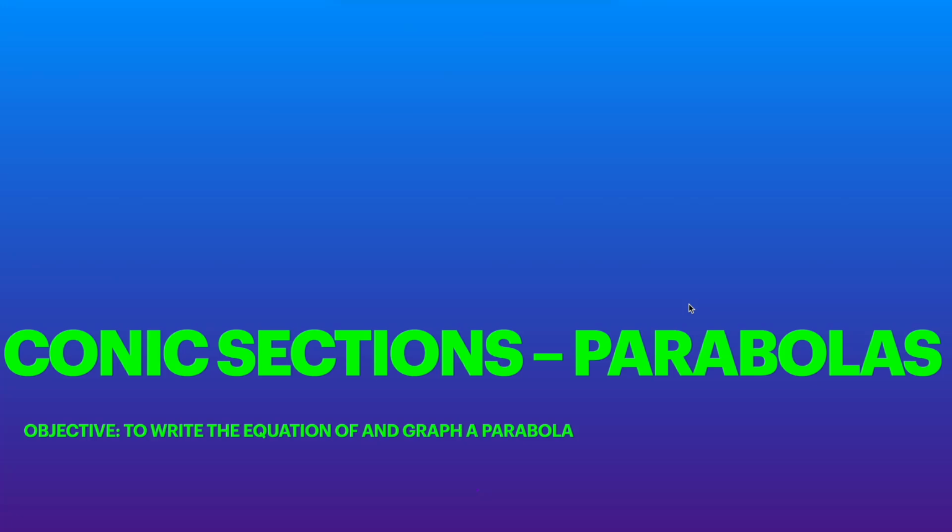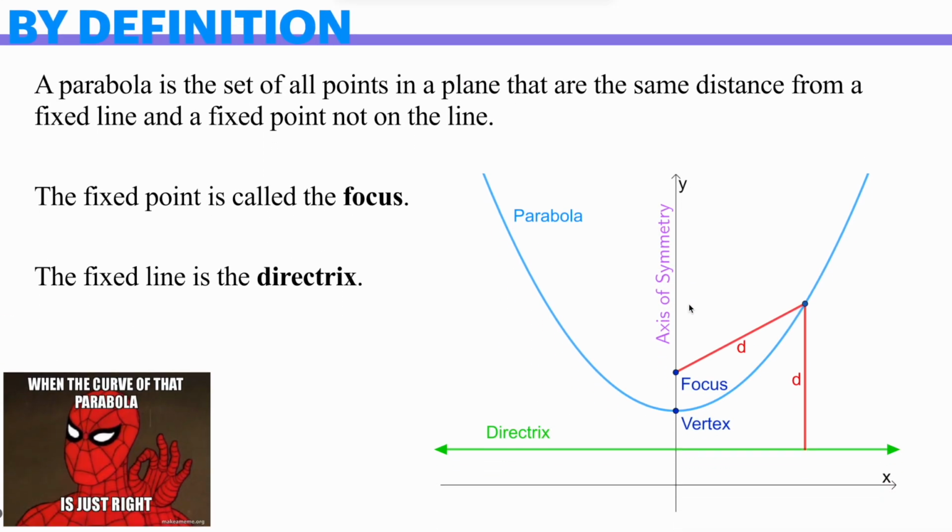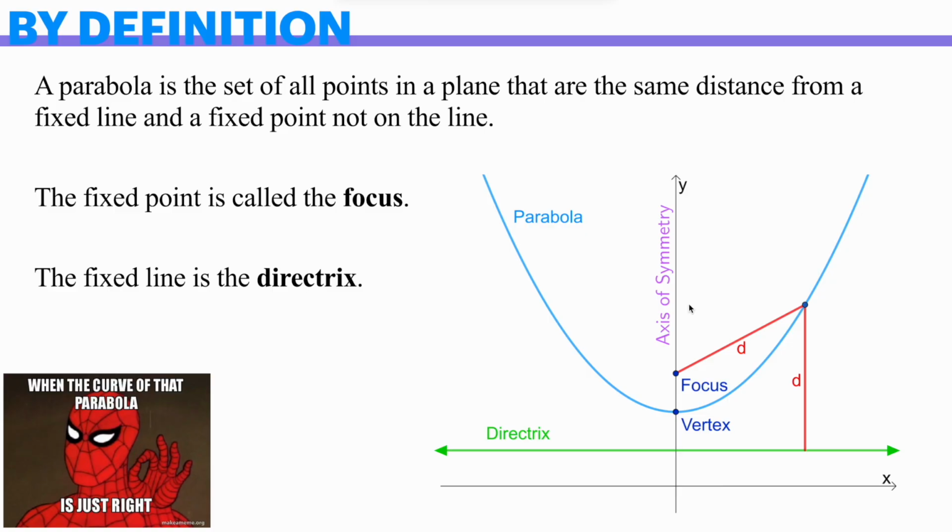In this video, we are going to discuss conic sections and specifically parabolas, and we're going to write the equation and graph a parabola using both the focus and or the directrix. By definition, a parabola is the set of all points in a plane that are the same distance from a fixed line and a fixed point that's not on the line. A fixed point is called the focus, and the fixed line is called the directrix.